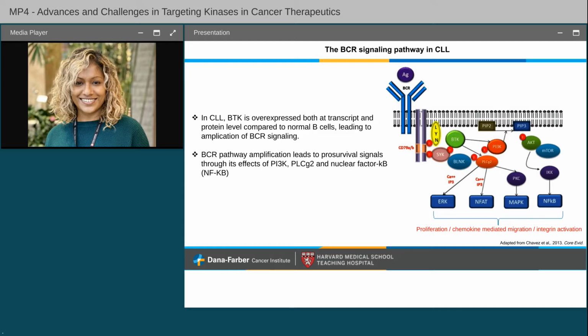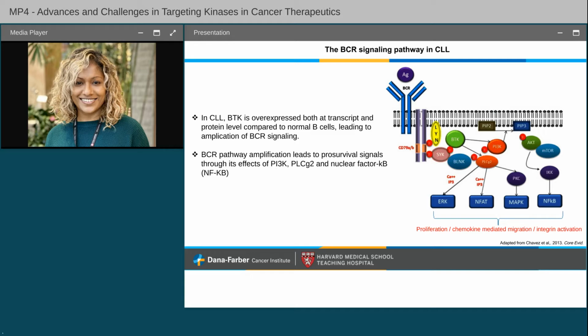And in CLL, BTK is overexpressed both at transcript and protein level compared to normal B cells, leading to an amplification of the BCR signaling pathway. An amplification of this pathway leads to increased pro-survival signals through its effects on PI3 kinase, PLC gamma 2, and NF-kappa B.